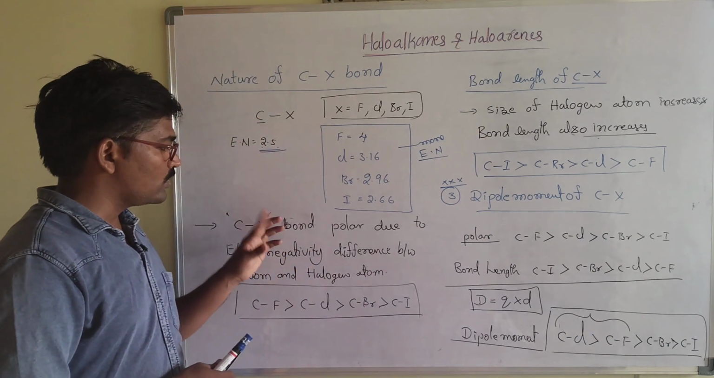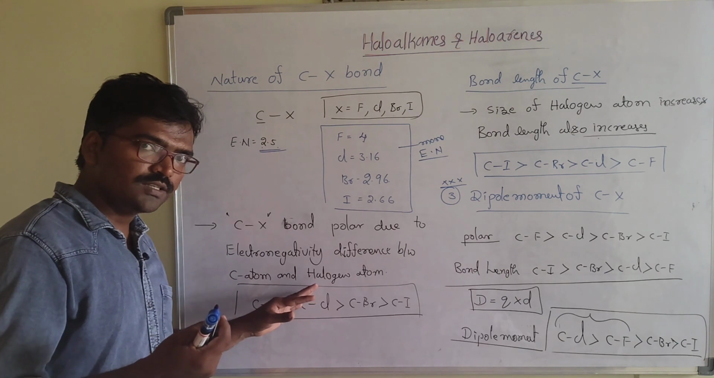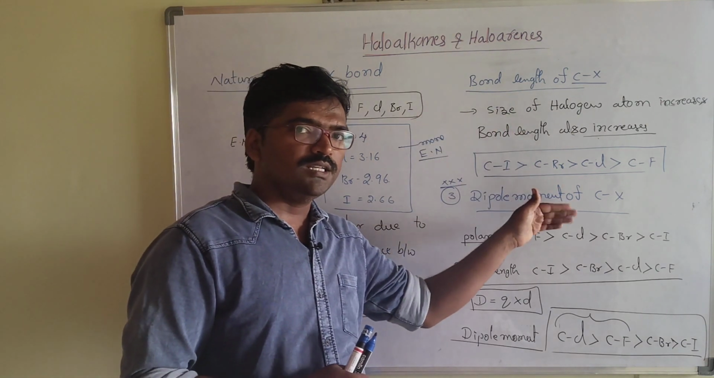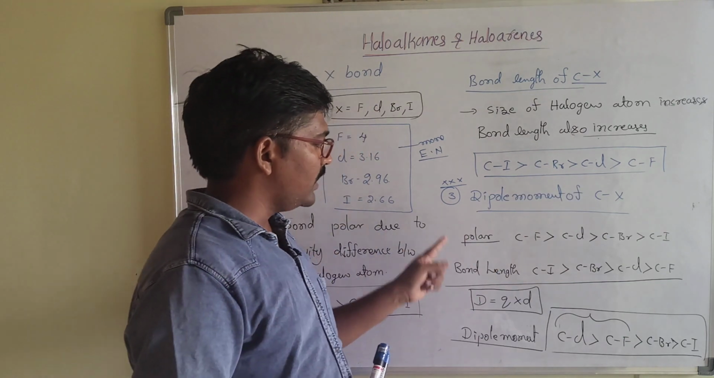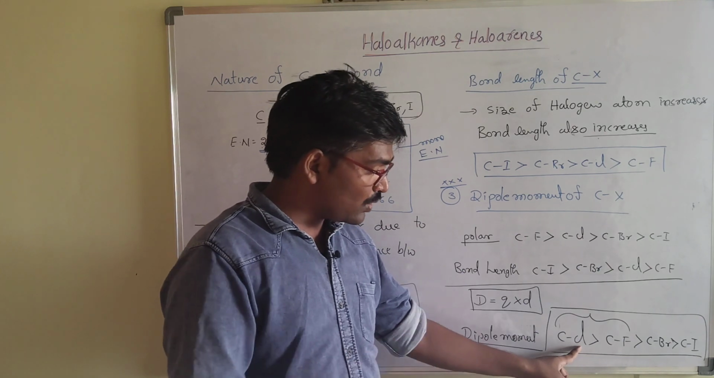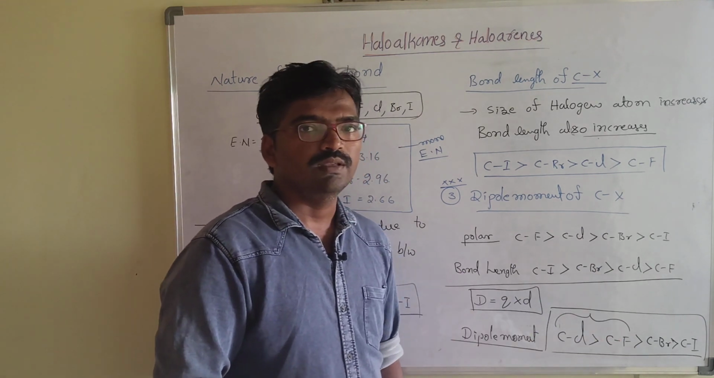So these three points you have to remember. One is electronegativity difference: due to it, the bond is polar in nature. Second, as the size of the halogen atom increases, bond length increases. Third, the exception case: C-Cl has a greater dipole moment than the C-F bond.